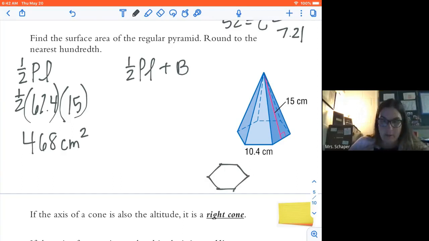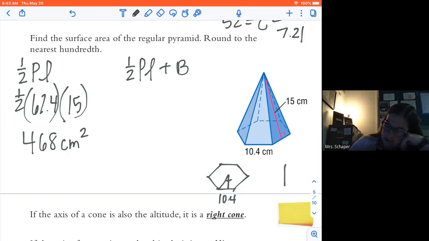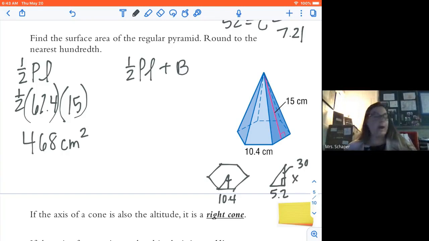Doesn't look regular, but I'm getting the feel. This is 10.4, and I need to find the apothem, because to find the area of that triangle, or that base, I need to find the apothem. So if I've got 6, this is a 30. When I look at my triangle, this angle measurement is 30. This is 5.2, so I need to figure out x.